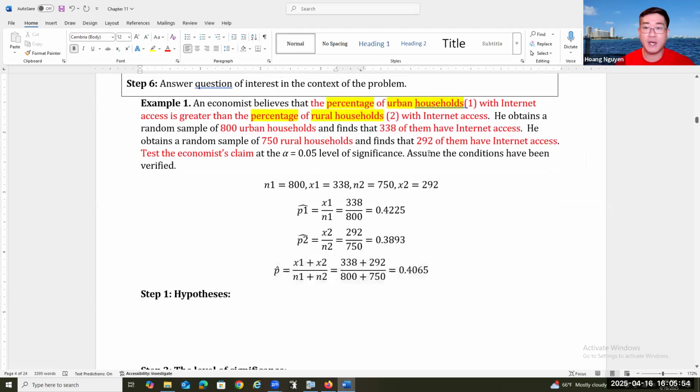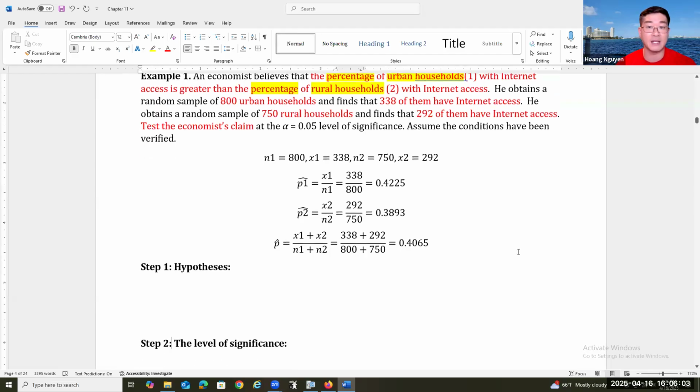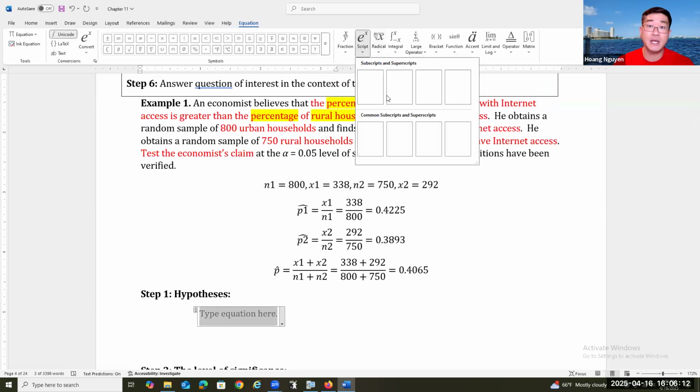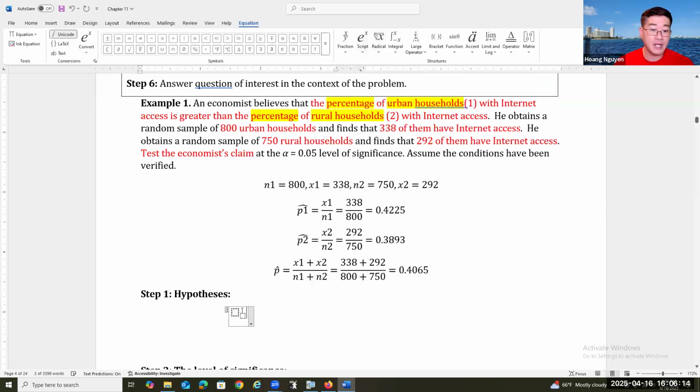Okay. So once again, we're going to compare two population proportions, the urban and the rural households, and the characteristic we focus on is whether they have internet access. So the first population will be the urbans and the second one is going to be the rurals. Now we're going to go to step number 1. Let's determine the null and the alternative hypotheses. So for the null hypothesis, I'm going to say P1 is equal to P2. So there's no difference between those two population proportions.